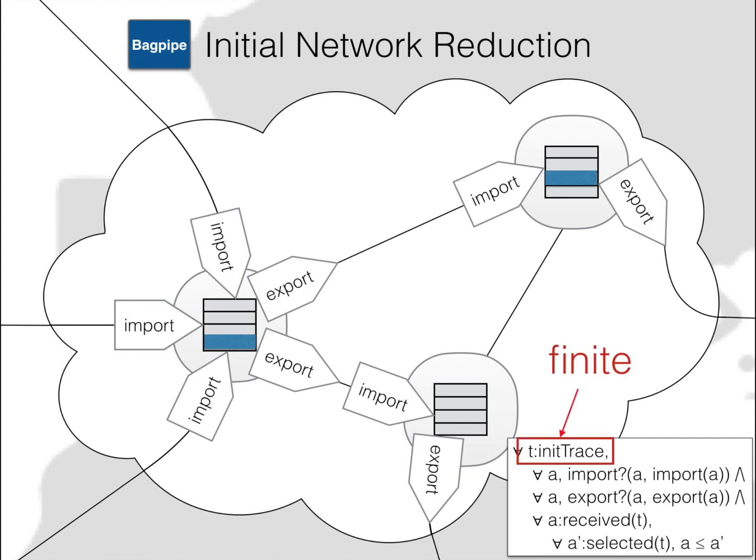And this is great, because now we only have to consider a finite set of traces. And this set is finite because there's only a finite number of paths that announcements can take through an ISP. And there's only a finite set of announcements because the BGP specification restricts how long announcements can be.